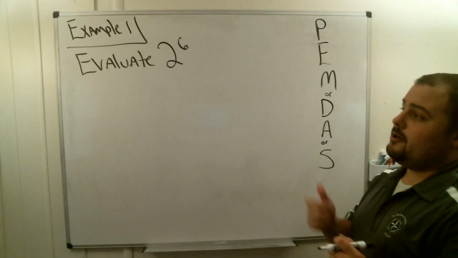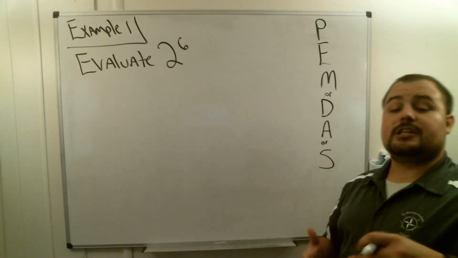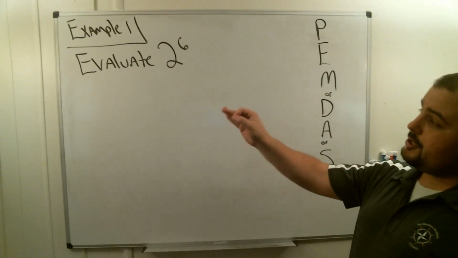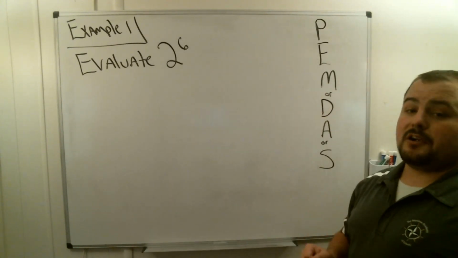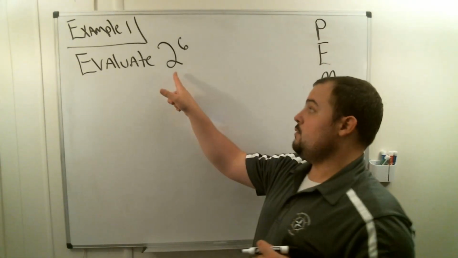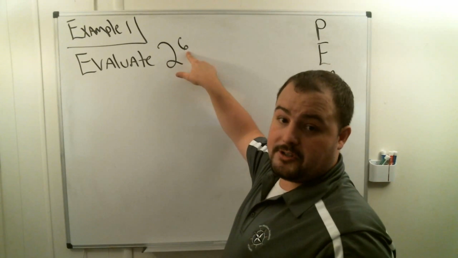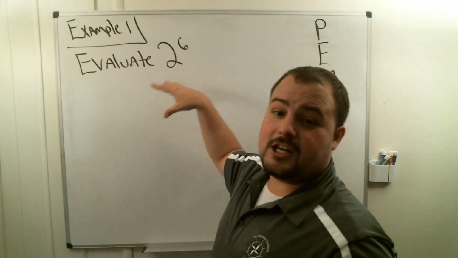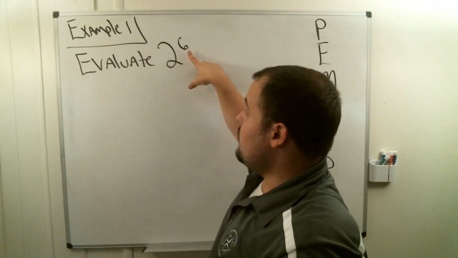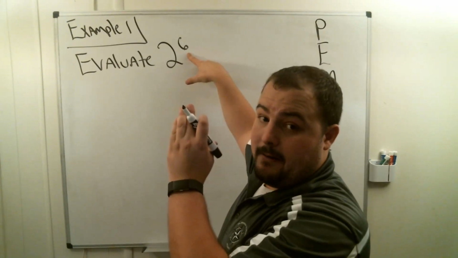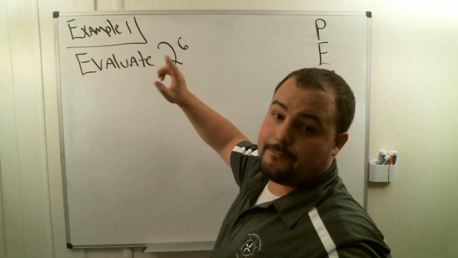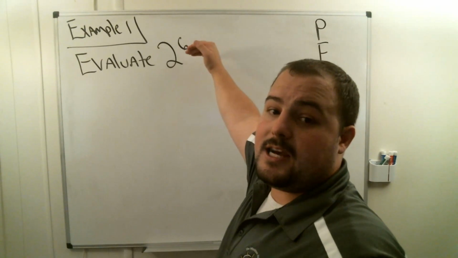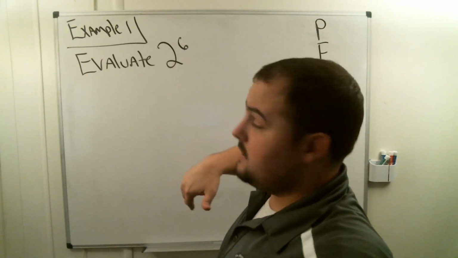For example 1, our job says that we have to evaluate, which again means to solve. We're going to solve 2 to the 6th power. Now you read that as the number 2 to the power of 6. Now notice that the 6 is a lot smaller than the 2. That's because it's an exponent. Also, exponents only go to the top right. You never put an exponent in front of a number. It always has to be at the top, and it has to be smaller than the base.